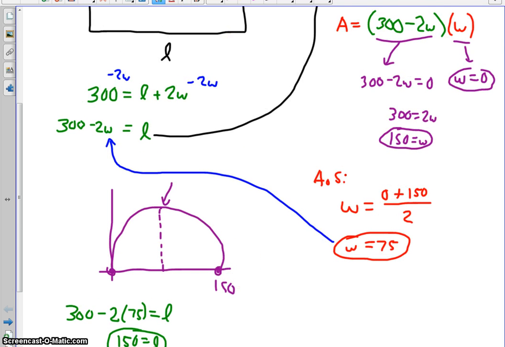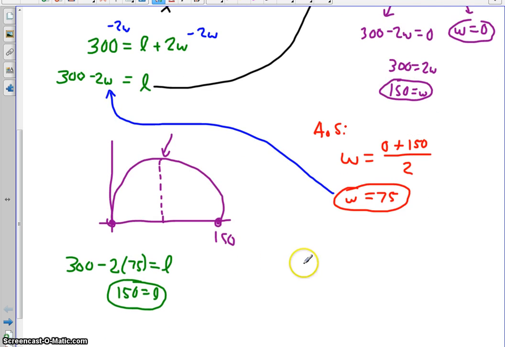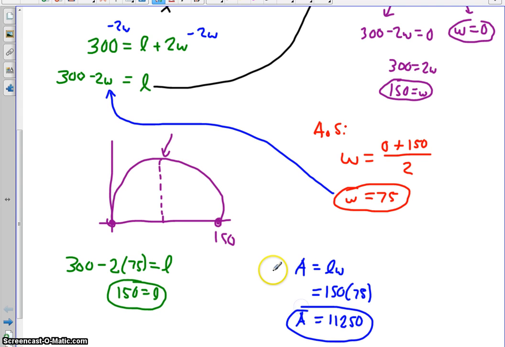What's that maximum area going to be? Well, we know that area is going to be equal to length times width. So length is 150, width is 75. Multiply those together and you get your maximum area. So it's 11,250. And of course our units will be meters squared.